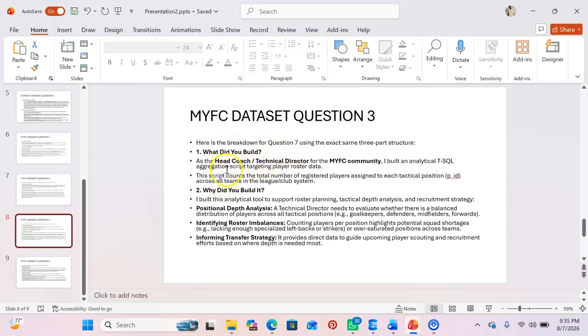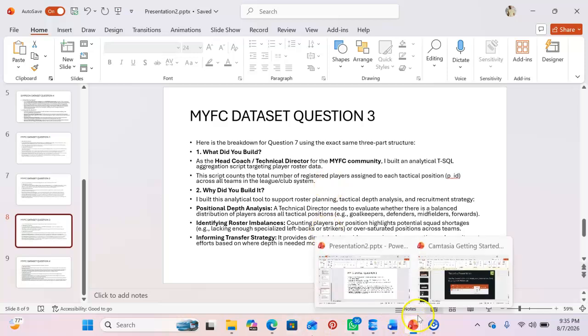What did you build? As the head coach, technical director for my FC community, I built an analytical T-SQL aggregation script targeting player roster data. This script counts the total number of registered players assigned to each tactical position across all teams in the league/club system. So why did you build it? I built this analytical tool to support roster planning, tactical depth analysis, and recruitment strategy, like position depth analysis, identifying roster imbalances, and informing transfer strategies.